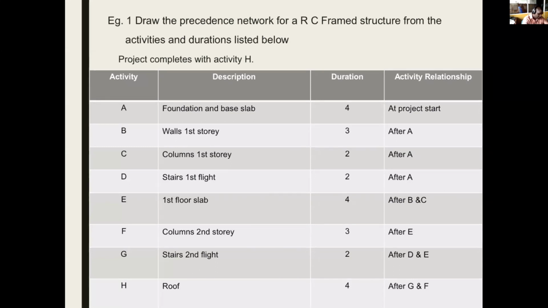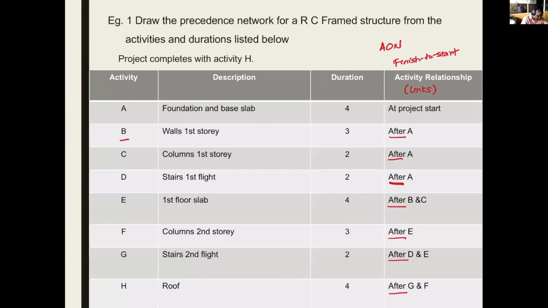Now, I wanted you to do this with the activity on node diagram technique. To prepare an activity on node diagram, we need to have an understanding of the activity relationships. This means links. Here, it always says after A. After A means you have to finish A to start the next. That's a typical link that we have. After B and C, after E, after D and E, after E, after G and F. So these are all finish to start links. That is the first thing that you need to understand.